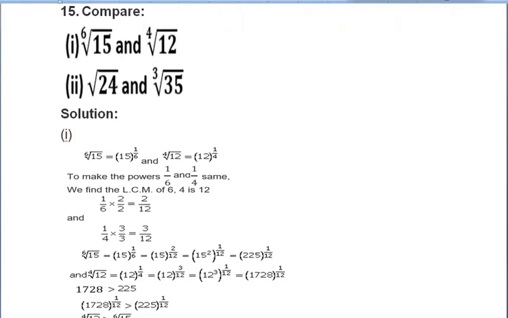Next question is compare. See how we have to do compare. See, comparing we can do when these numbers are equal. This 6 and 4 numbers are equal. So somehow we have to make these numbers equal. So first we will write down 5, 15 of 6th root. This we can write as 15 to the power 1 by 6. And this 4th root of 12 we can write as 12 to the power 1 by 4.